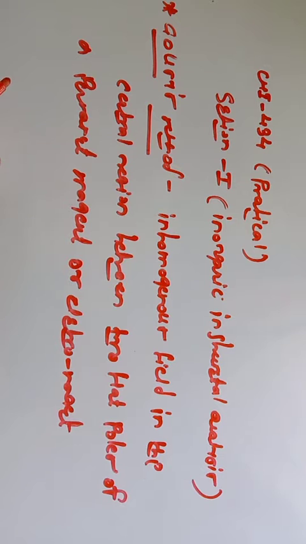Not a homogeneous, not a constant magnetic field is applied. Inhomogeneous means we can increase or decrease the strength of the applied magnetic field, that is, an inhomogeneous field in the central region between two flat poles of a permanent magnet or electromagnet. Then the next important point in this Gouy method is that the sample is filled in a cylindrical tube.